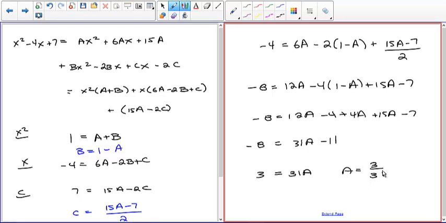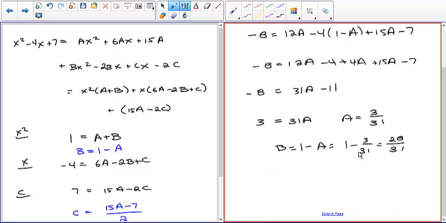Okay. So anybody got 3 over 31 for a? Good, good. Okay, so then b is going to be 1 minus a. So you get 1 minus 3 over 31, which is going to be 28 over 31. So that's b.